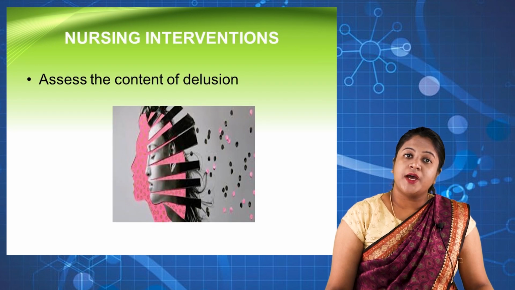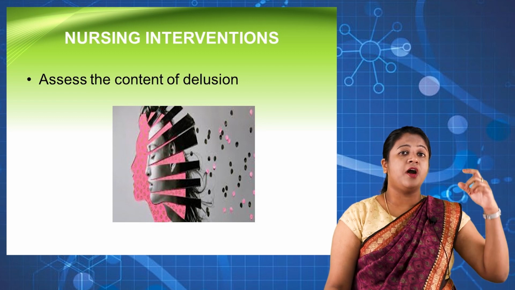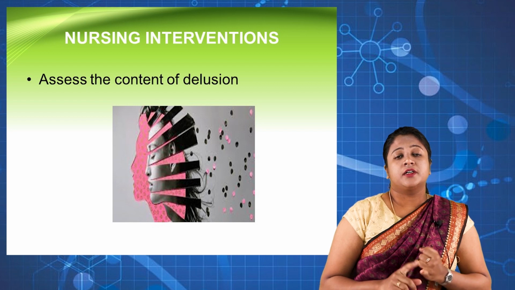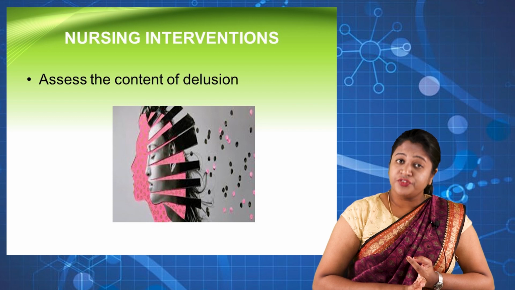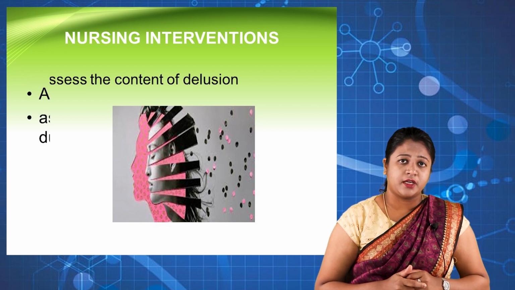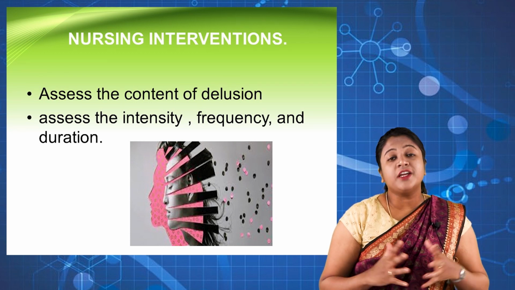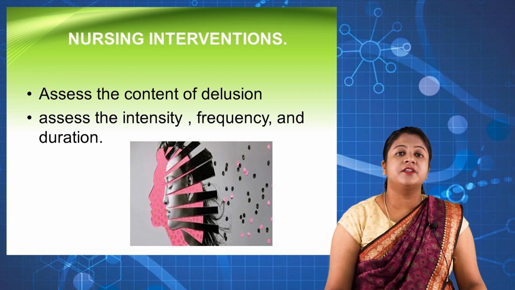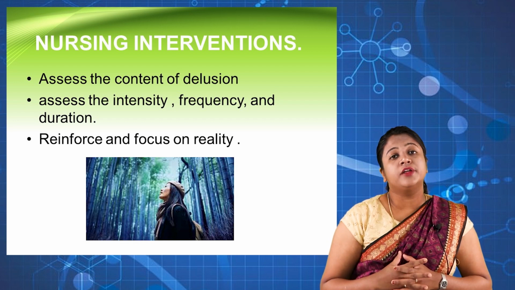First, you're going to assess the content of the delusion. So you're going to find out what type of delusion the person is having, whether it is delusion of grandiosity, delusion of persecution, or delusion of infidelity. You're going to assess the intensity, duration, and frequency of the delusion, which is very important to plan the treatment. Try to reinforce the client and focus on reality.